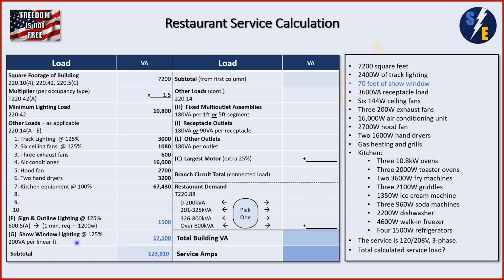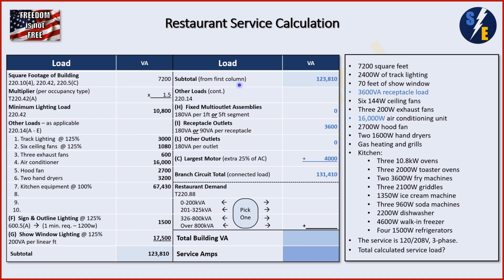Next, show window lighting. It does say we have 70 feet of show window lighting. So we just multiply 70 by 200 VA per linear foot. That gives us 14,000 times 125% is 17,500 VA. Once we have that, we're going to add up all these bold numbers and we come up with a subtotal of 123,810 VA.